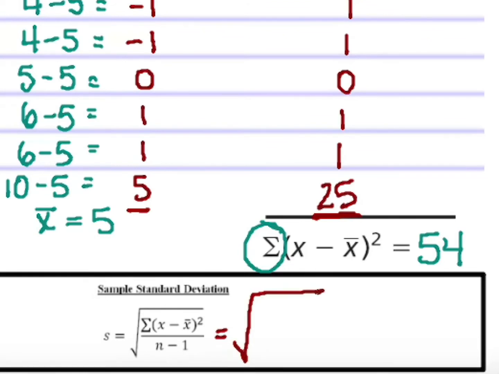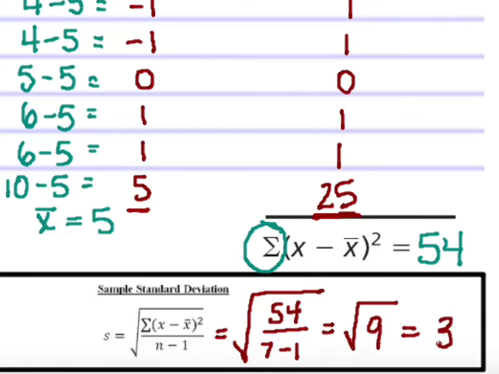So now we can figure this out. We've got a big square root. We've got the 54 that we just calculated. Then on the bottom we just do n minus 1. And in this case, n, how many numbers are there? 7 numbers. So n equals 7, minus 1. We've got the square root of 54 divided by 6, what's a 9? We would say that our sample standard deviation is 3.